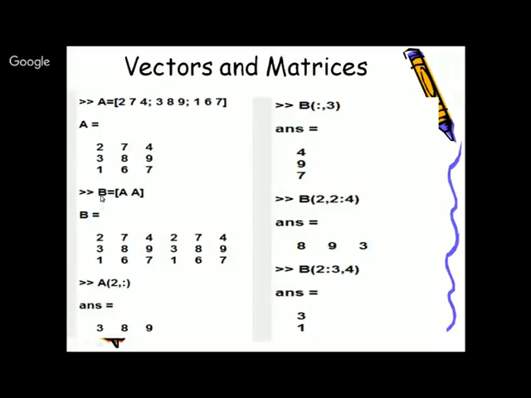Now see here, B is equal to AA. What will it do? It will concatenate both. See, I have got an augmented matrix. The 3 by 3 matrix is augmented by another 3 by 3 matrix, and we are getting a 3 by 6 matrix. Okay, so in that way also you can make matrices. Now I'll show you a simple example.